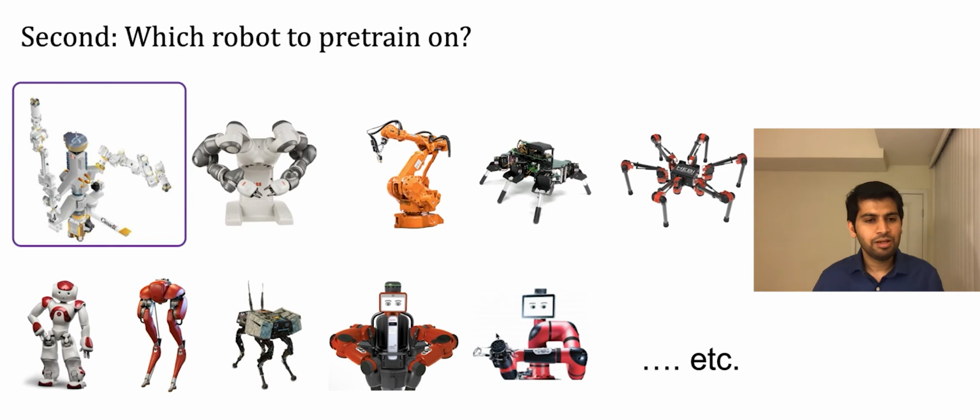Now, what does it even mean to download a policy which was trained on some other robot somewhere else for this robot? Ideally, we would like to share the experience of different kinds of robots together, but this adds to the problem of even approaching this question in the first place.